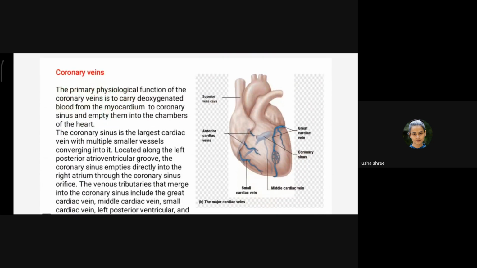Now, coronary veins. The primary physiological function of coronary veins is to carry deoxygenated blood from the myocardium to the coronary sinus and empty them into the chambers of the heart. So the deoxygenated blood from the coronary vein will also be deposited in the same place where deoxygenated blood is collected from throughout the body. So where is the deoxygenated blood collected in the heart?